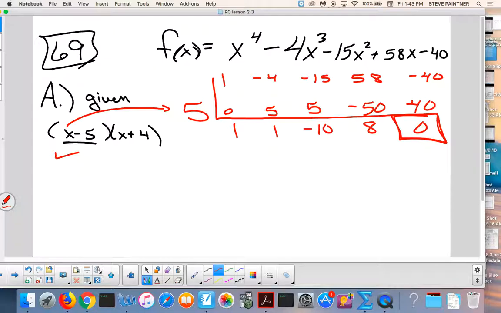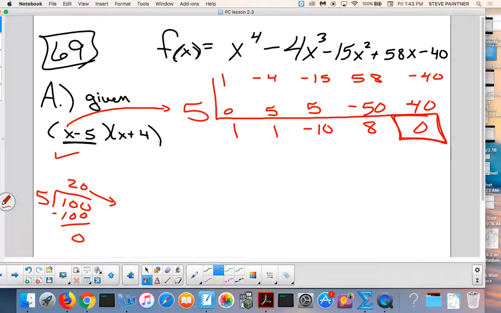Okay. What about x plus 4? Is it a factor? How do you prove it? Synthetic division. Do I have to start all over? No! You guys, get your eyes up just a second. I know 5 goes into 100. How many times? 20. Remainder is 0.